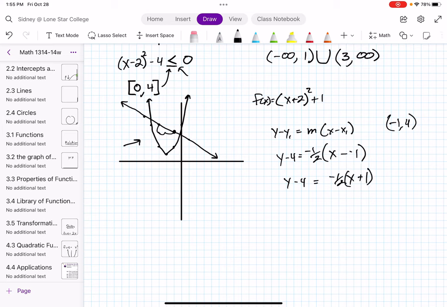Now to put this into function notation, I'm going to add 4 to both sides. And I have y equals, or f of x equals, because I'm intentionally putting it in function notation, negative 1/2 x plus 1 plus 4. Now, I certainly could distribute and clean that up, but in this moment, it doesn't really matter. But the picture I'm looking at, I could ask a question like this. I could say, x plus 2 squared plus 1. That's the parabola. When is that parabola less than or equal to this line?